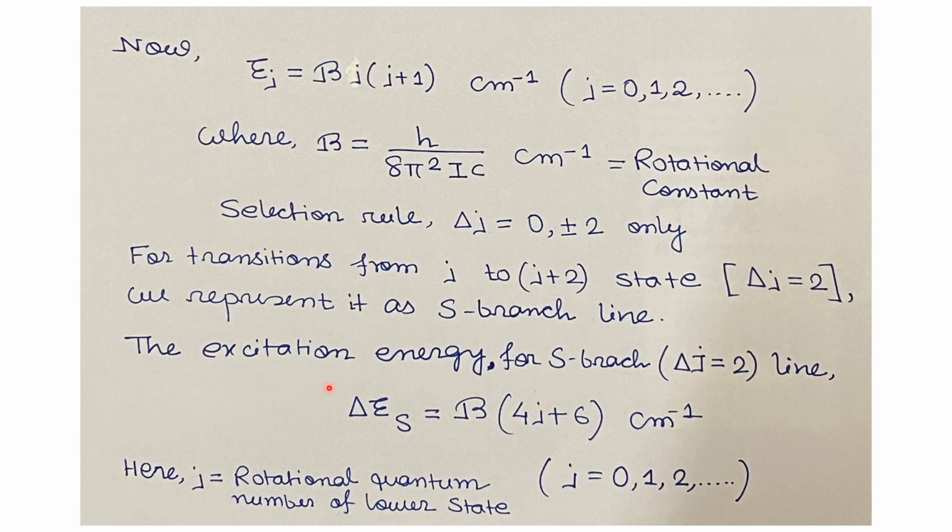The excitation energy for the S-branch line, that is del j equals 2 line, equals del ES, that is given by B into 4j plus 6 centimeter inverse. That can be obtained by putting j plus 2 in this expression, and then we have to subtract the Ej for j equals j. So the difference will give this del ES, that is the excitation energy for the S-branch line.